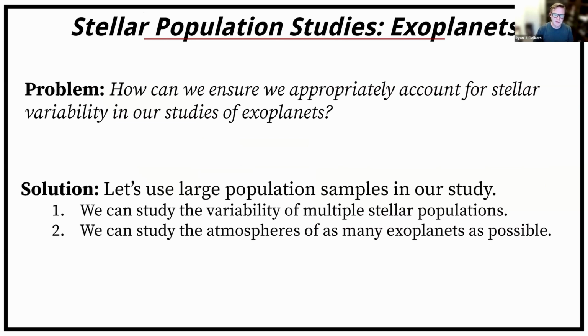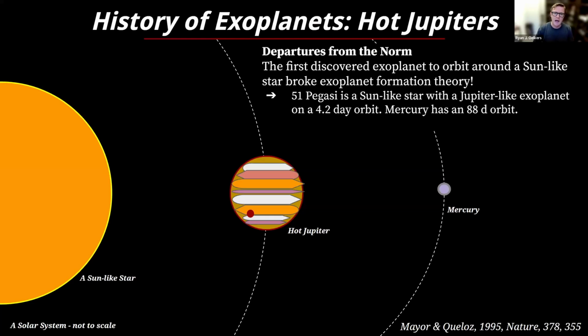The second way that we can try to understand how exoplanets are being affected by their star is by studying a lot of atmospheres. And so now I'll talk a little bit about, in the last 10 minutes or so of the talk, how we're doing that from Texas and some of the instruments that we have.